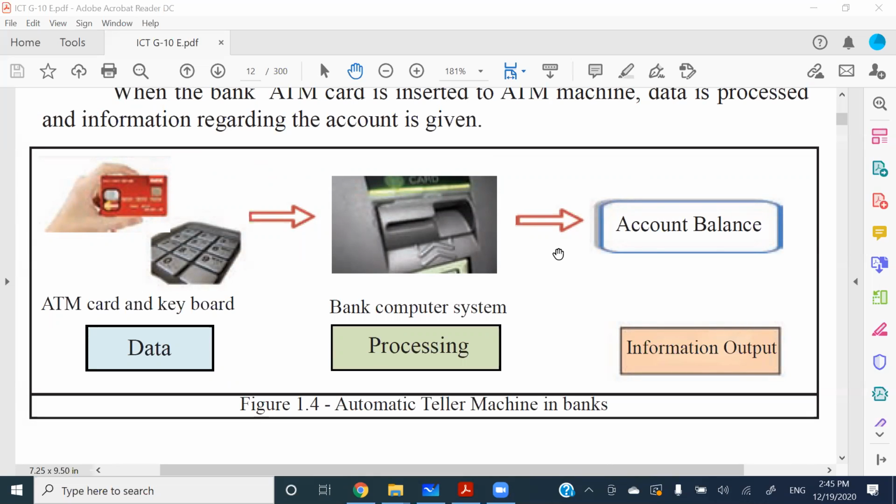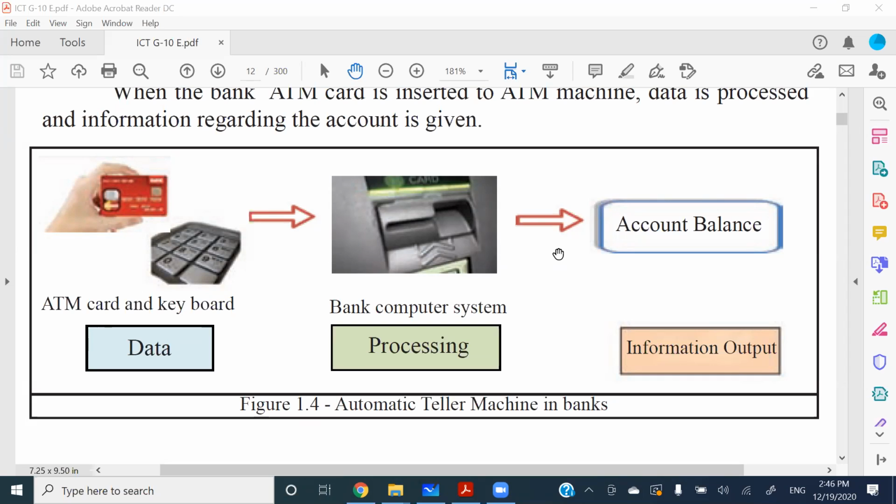When we are depositing, the money is going to be an input as well, because it is fed into the system. And the output will be the updated balance after our transaction. So likewise, the ATM can be considered an information system.